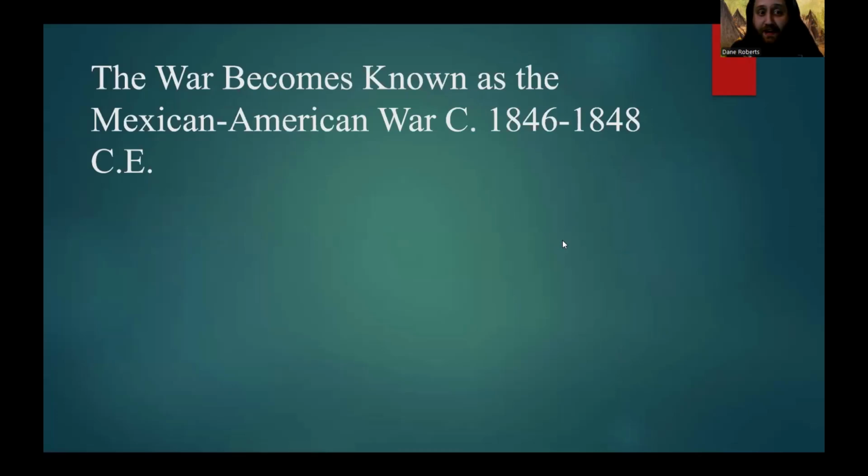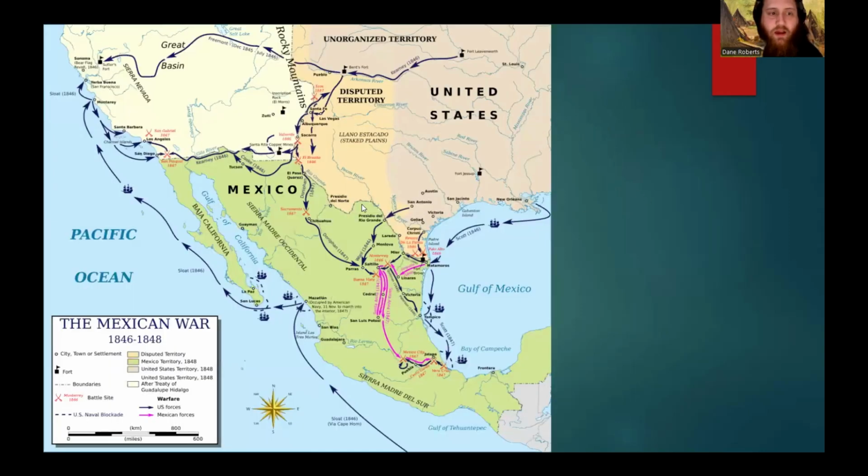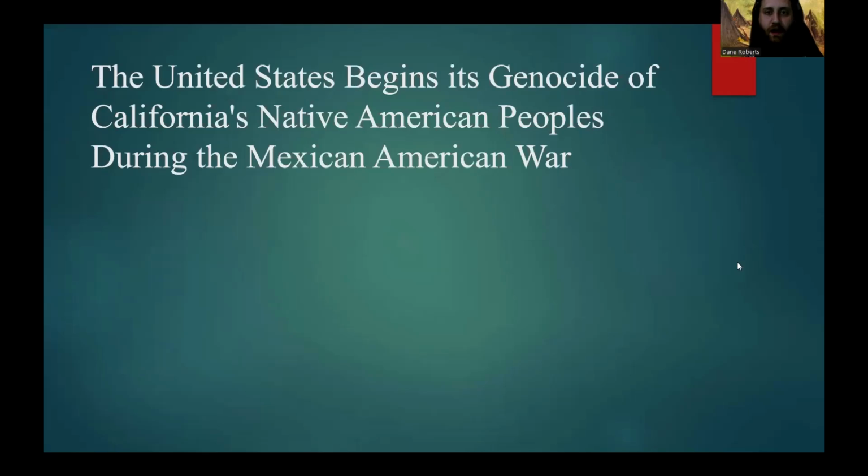And this would begin a war that would become known as the Mexican American War, which would last between 1846 and 1848 CE. And I've already done a video on the Mexican American War that I will include in the iCard. And here's a map of the Mexican American War here.